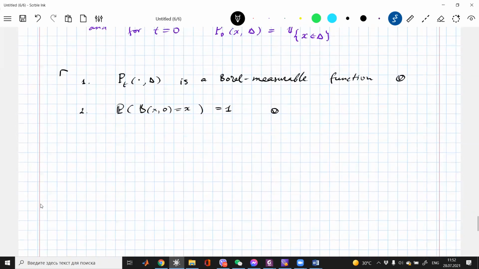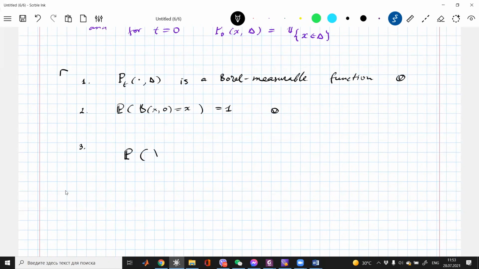And now we should check the third property, and it is a little bit harder. From the definition of a Markov family, we need to prove that the probability that the Brownian motion starting at point x belongs to some delta, conditional probability with respect to F_s, is the transition kernel at time t from B(x, s) and delta. So we prove here that the distribution depends on the past information only through the value of the last observable value.